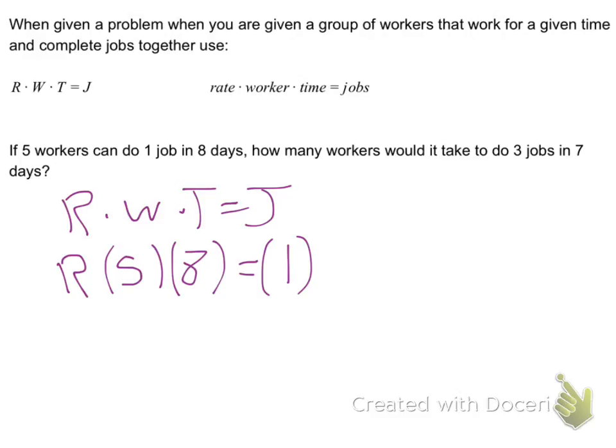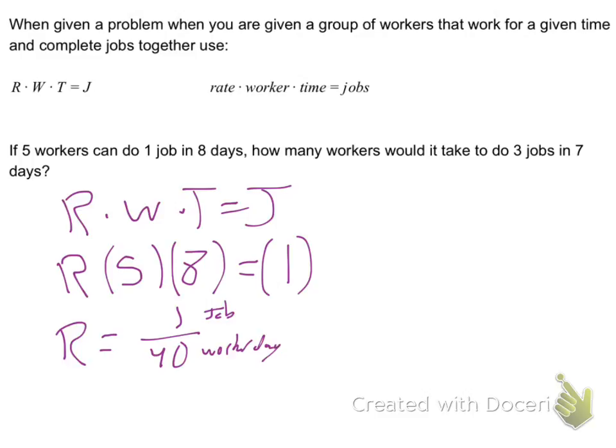But can I solve for it now? Yeah. So R would equal 1 job in 40 worker days, right? Because 5 is workers, 8 is days, so that'd be worker days. So I could have 1/40th of a job done per worker day. If you want to put a label on that, that's job per worker day.